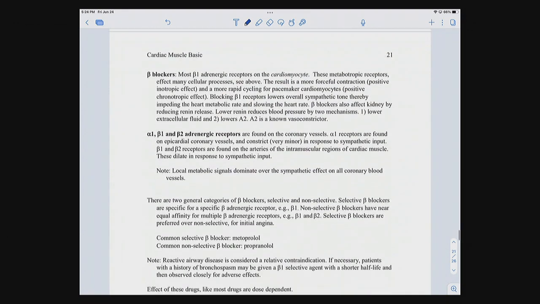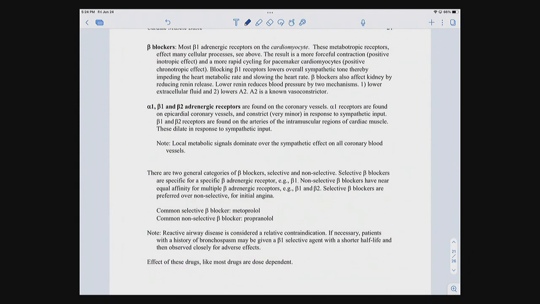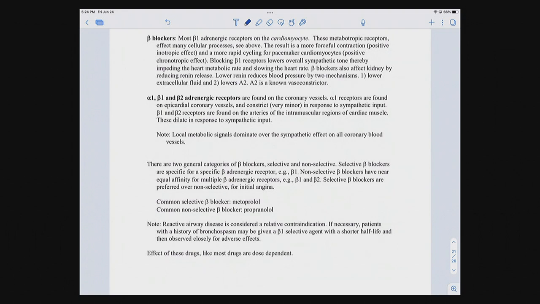Okay, so let's go a little bit more into beta blockers themselves. Some of this is repeat, but I'm just trying to make a point here. Most of your beta 1s are going to be on cardiomyocytes. These are metabotropic receptors. We've already talked about what it does if it's on a contractile cardiomyocyte versus a non-contractile cardiomyocyte, such as your pacemaker cells. I'm not going to rehash this, but if it's a contractile cell, you end up with greater calcium, and greater calcium means more forceful contraction. If the beta 1s are on non-contractile cardiomyocytes, they're going to quicken the pacemaker, increasing the cardiac output by increasing heart rate itself.